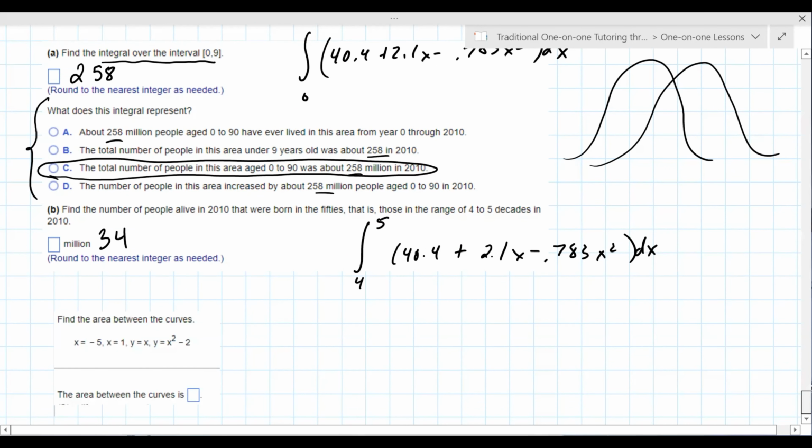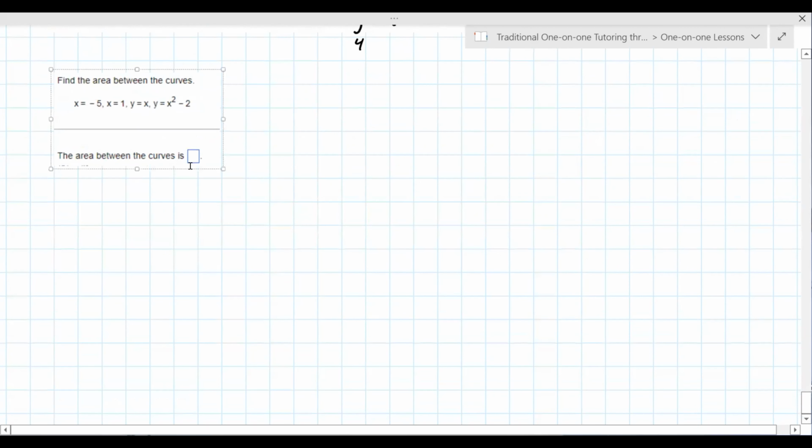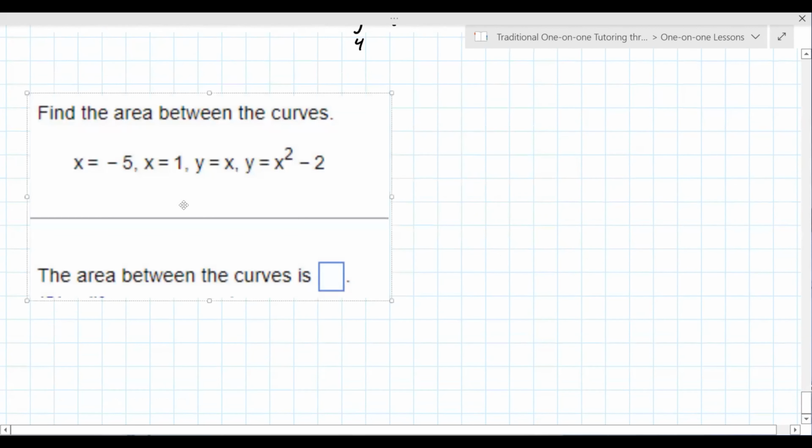Okay, find the area between the curves. So what you're supposed to do is graph them and figure out which is on top, y equals x or y equals x squared minus 2, and which is on the bottom. So I'll go graph them, but it doesn't matter, because you can use absolute value to figure it out, or if you get a negative answer, you would just switch that. But we're going from -5 to 1.